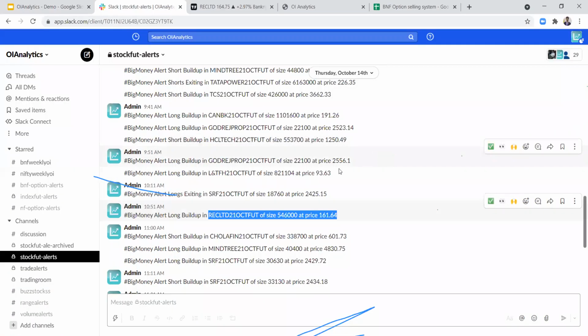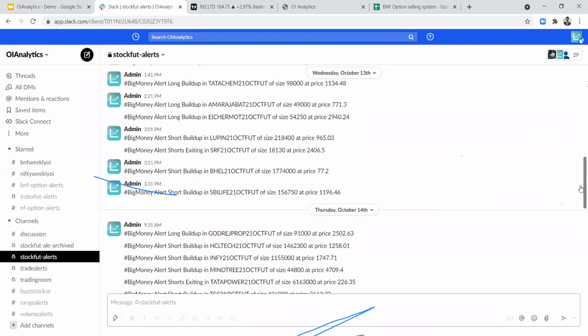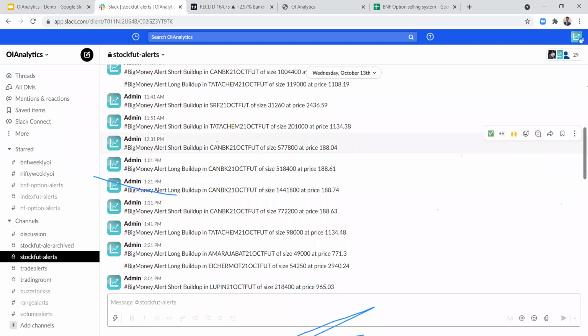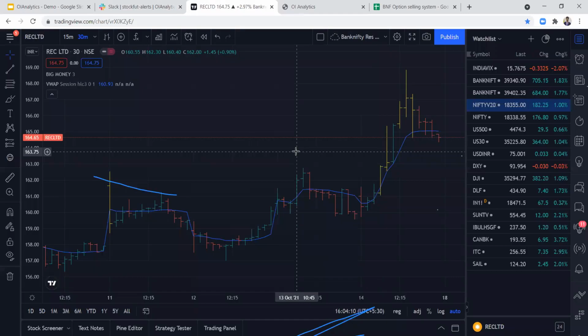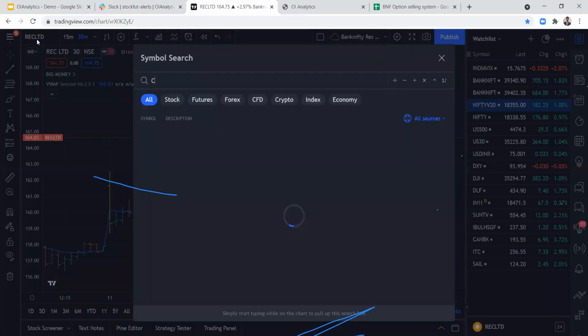I'll show one more example. The previous day, Canara Bank was continuously coming in the alerts on 13th October, right? So now let's take Canara Bank here.